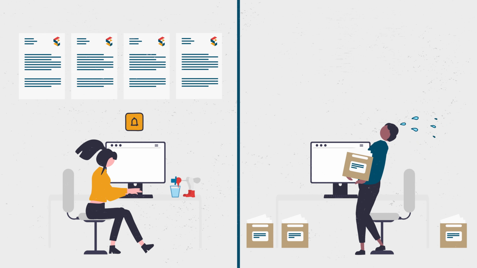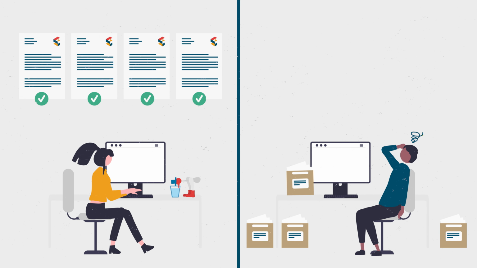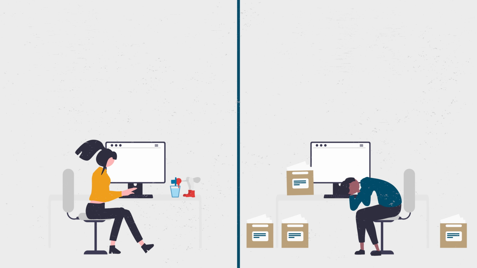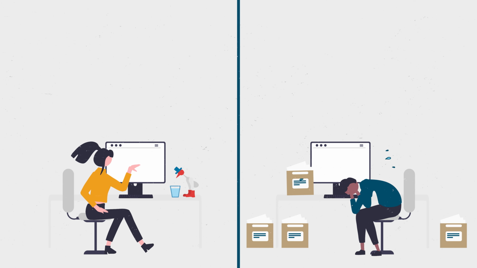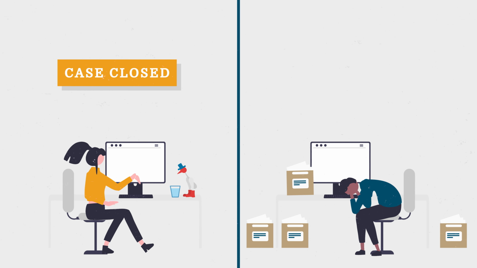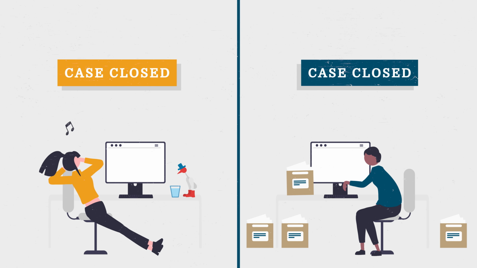Jane's requested content returns. She is confident it's correct, presentable, and timely. Joe is ready to give up. Jane sends the response and closes her case in time. Joe sends what he has and hopes he never sees it again.